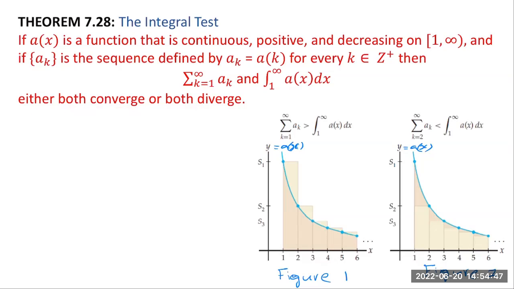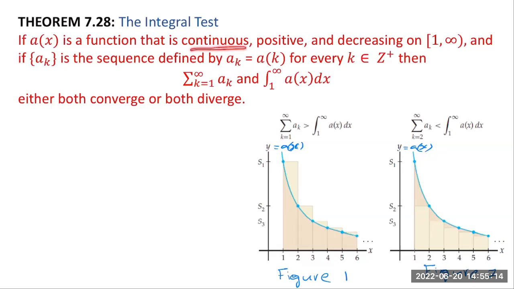What does this theorem actually tell us? First of all, we should have a function a(x). That function has to be continuous, positive, decreasing. All these 3 criteria should be satisfied. Otherwise you cannot apply the integral test. This is something that you need to keep in your mind. Some students are applying these tests without checking the criteria. Then they come up with the wrong answer.